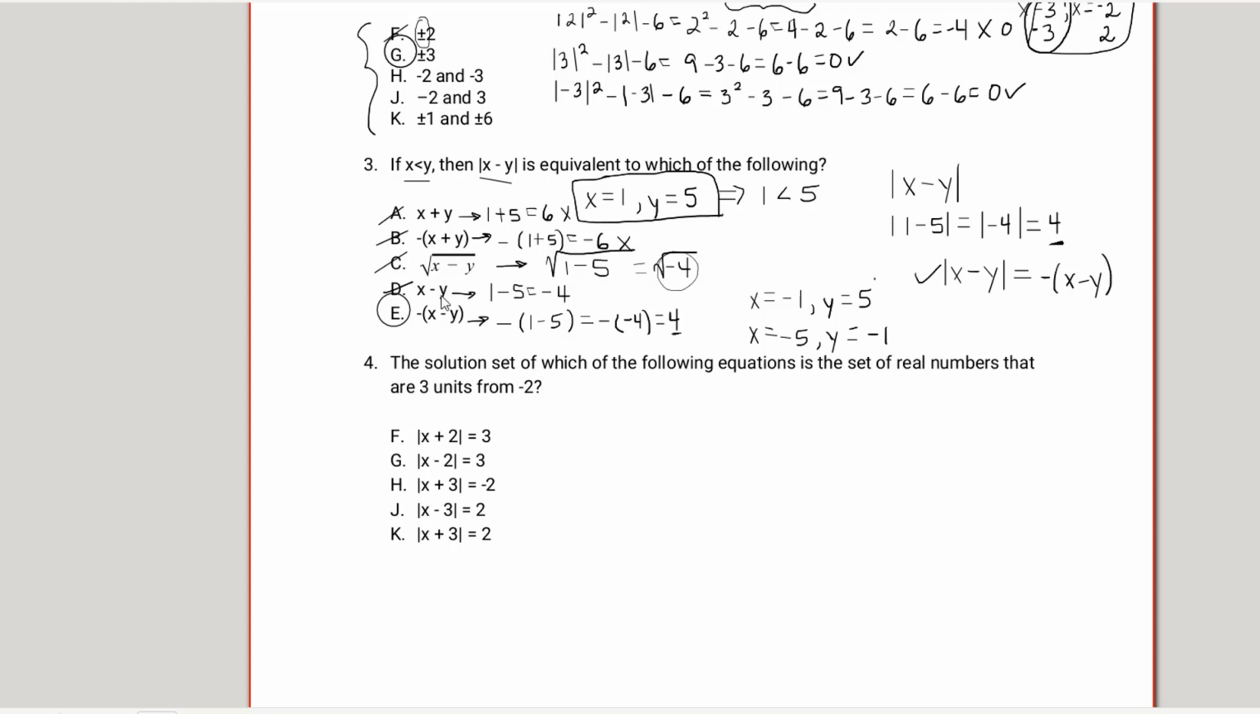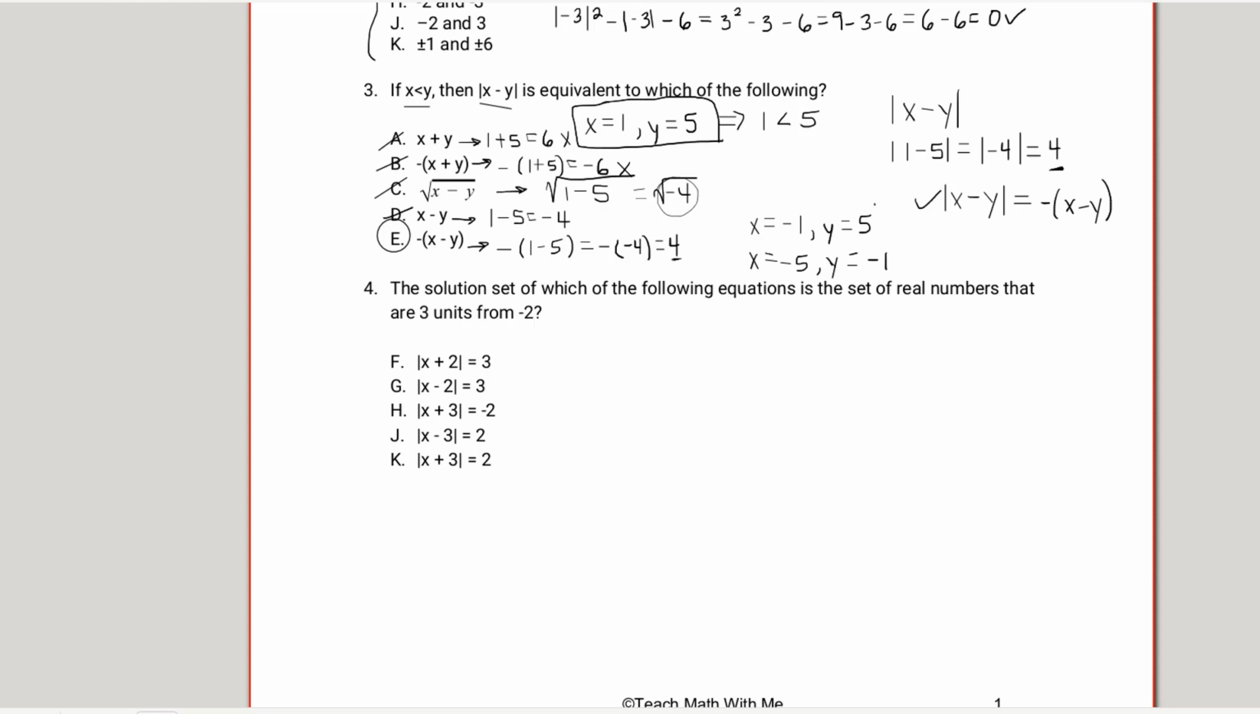So in this case, we were able to go with the choice based on the others being eliminated. Again, we can always check these other values if we needed to. Let's take a look at number 4.